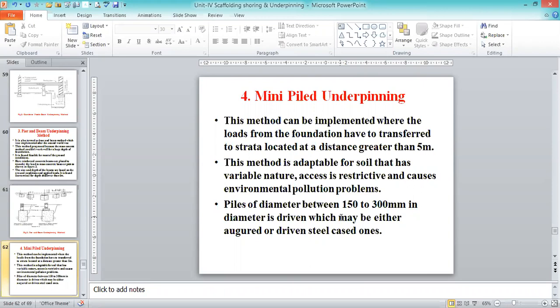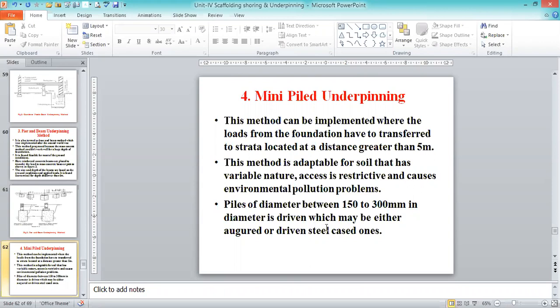Sometimes we are going for filled up soil. The entire ground is going to be filled up. In those cases, that is known as the strata. The soil properties are going to change from strata to strata, meaning filled up soils will be there. In that case, we will go for the foundation treatment by using mini piles. Access is going to be restrictive and causes environmental pollution problems.